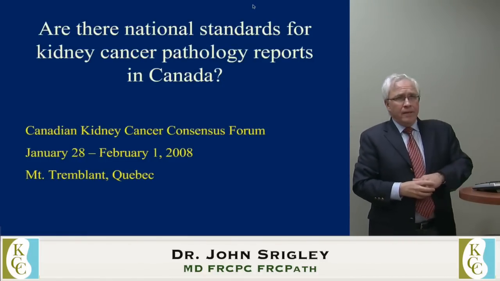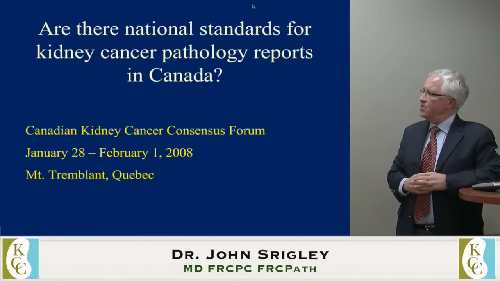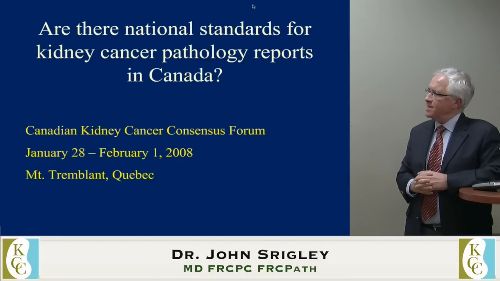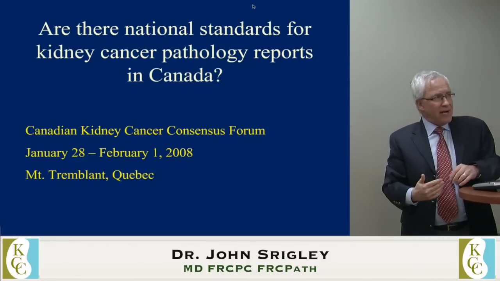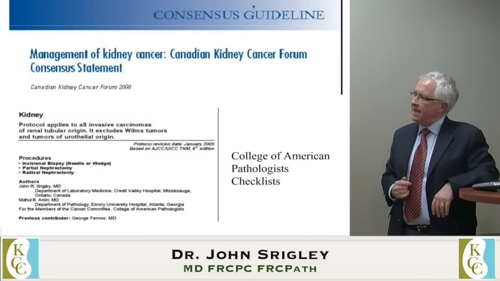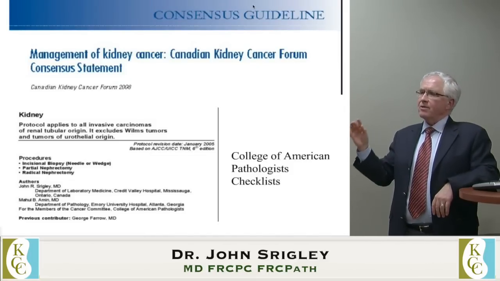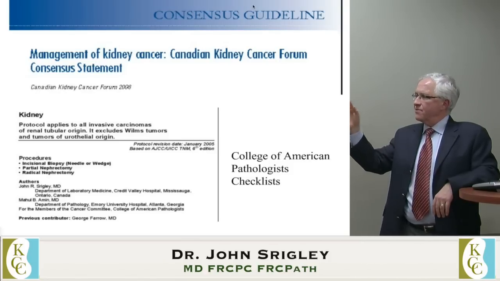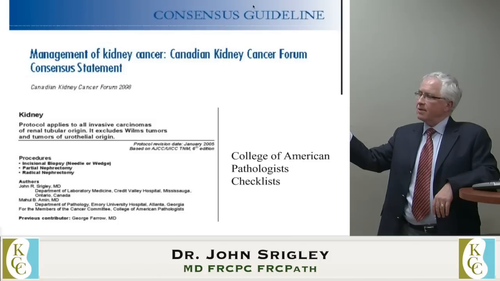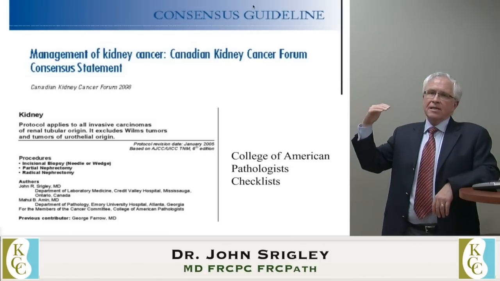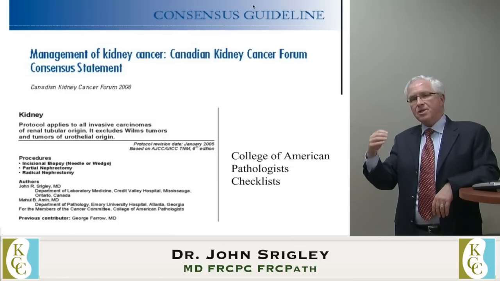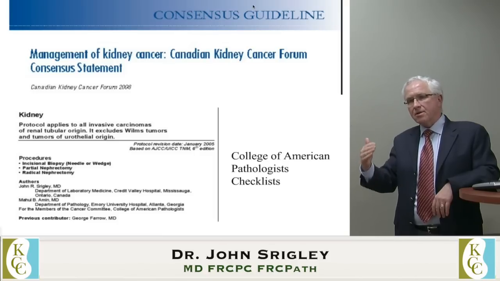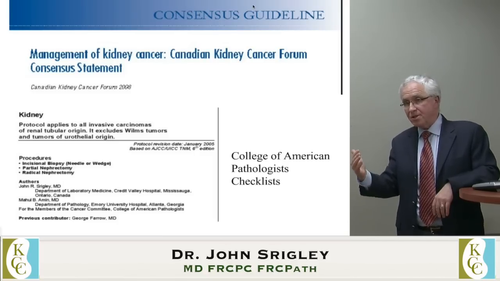Now what about national standards? There was a consensus meeting back in 2008 that took place in Canada, and it defined a lot of the features: what the standard of practice was related to kidney cancer at that time, and what the standard of practice is with respect to the reporting of kidney cancer, in fact, is the College of American Pathologists checklist for kidney cancer. This one was published in 2005 and has been updated; we have a 2012 version out now. It allows the pathologist to go through the case and make sure that all the important things are listed on the pathology report, so you don't have any errors of omission, if you will.